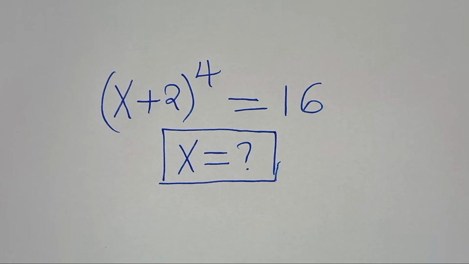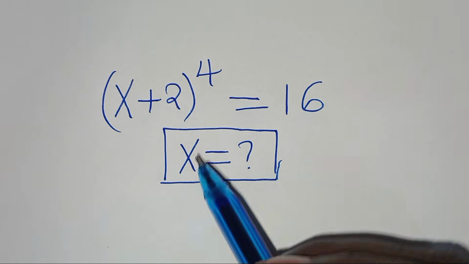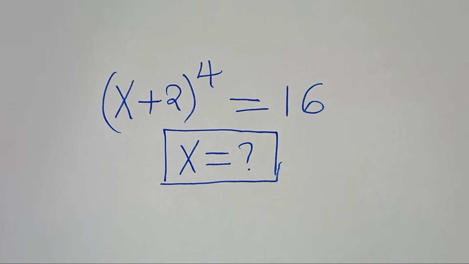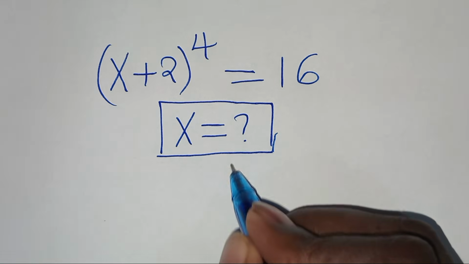Hello everyone, you're welcome to solve this nice algebra problem, which is (x + 2)^4 equals 16. So what are the values of x? Now let's provide a solution from here.